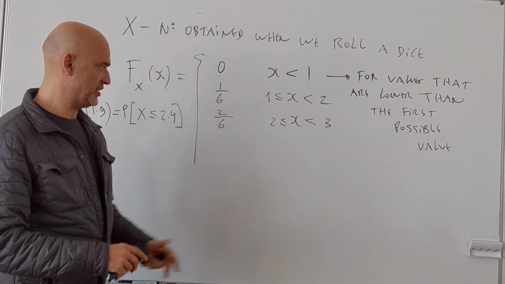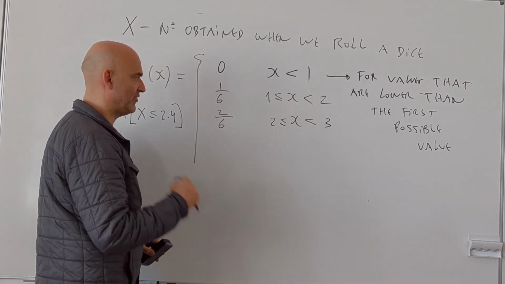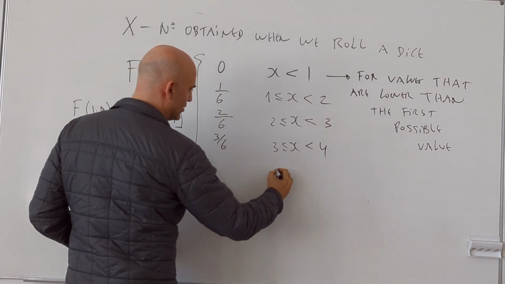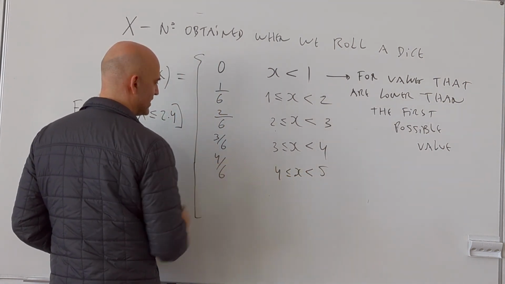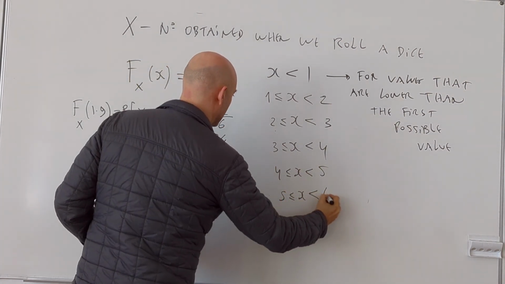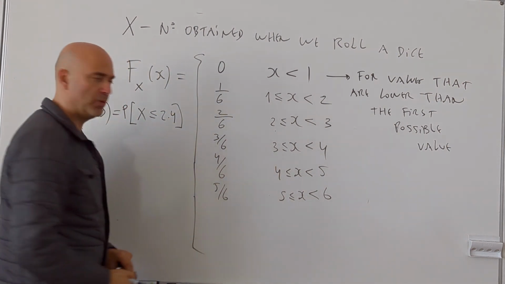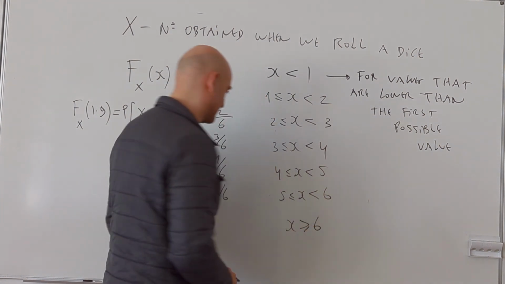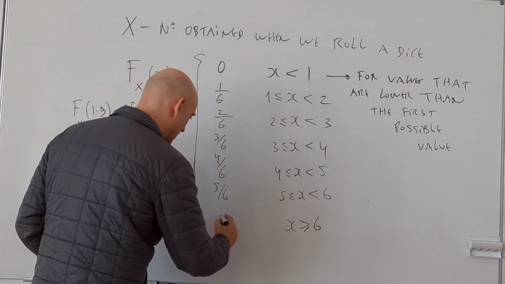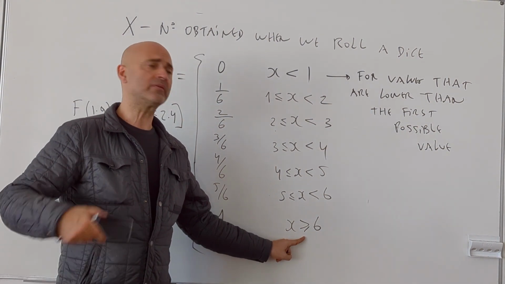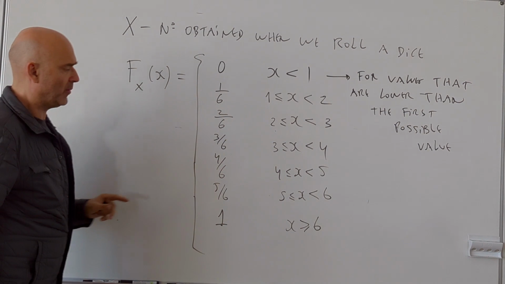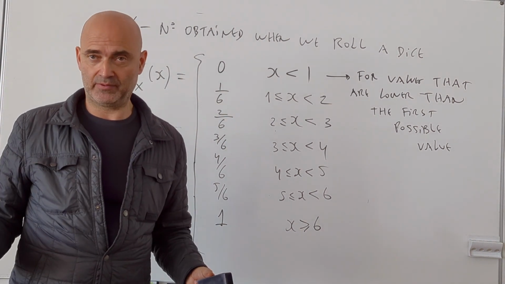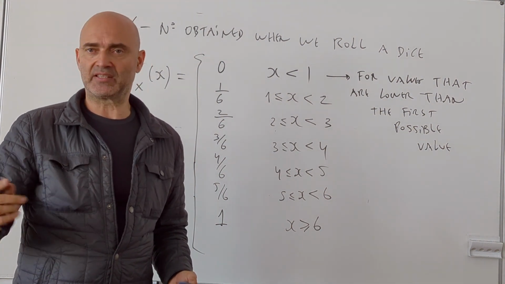So now we continue this process until we reach the last possible value. Now we put here 3, between 3 and 4, and here we accumulate 3 divided by 6. Then when we reach the 4, we accumulate 4 divided by 6. When we reach 5, we accumulate 5 divided by 6. And when we put as input any real number equal to 6 or higher than 6, the accumulated probability is 1 for all inputs equal to 6 or higher than 6. For example, to obtain a number equal or lower to 6, we know that we will obtain that because the possible values are 1, 2, 3, 4, 5, and 6. So its probability is 1.